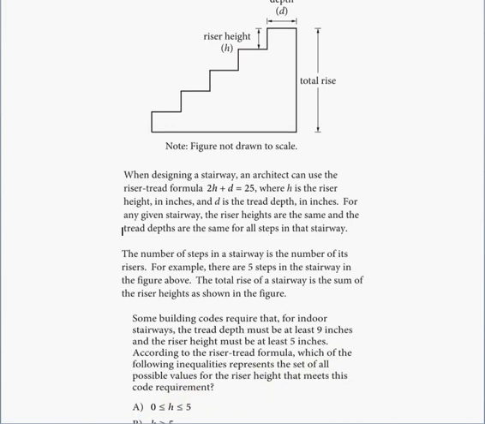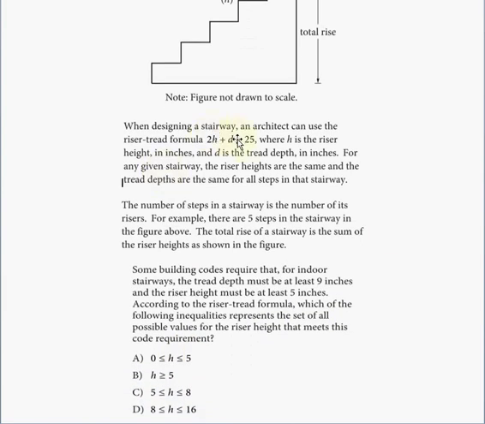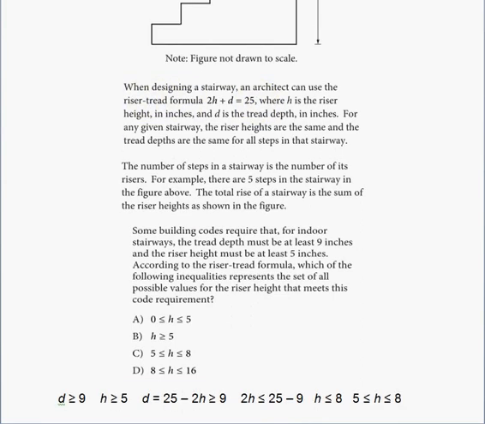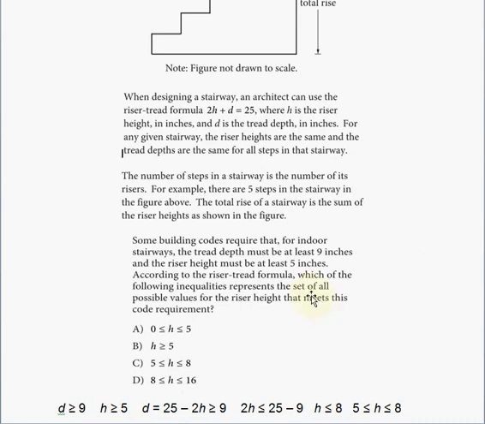Okay, so the first thing you need to do is use this formula, 2h plus d is equal to 25. This is the riser tread formula. And they're giving you constraints. The tread depth must be at least 9 inches and the riser height must be at least 5 inches. So the tread depth can be shown as d is greater than or equal to 9, because at least means 9 is the smallest number for tread depth. And h must be at least 5 inches, so h is greater than or equal to 5. So 5 is the least number for the riser height.